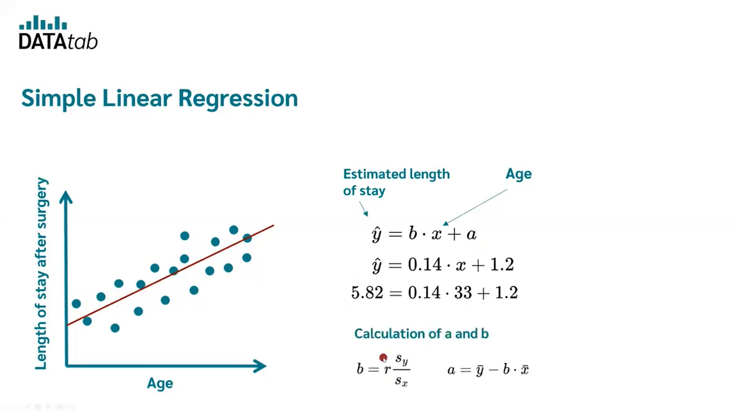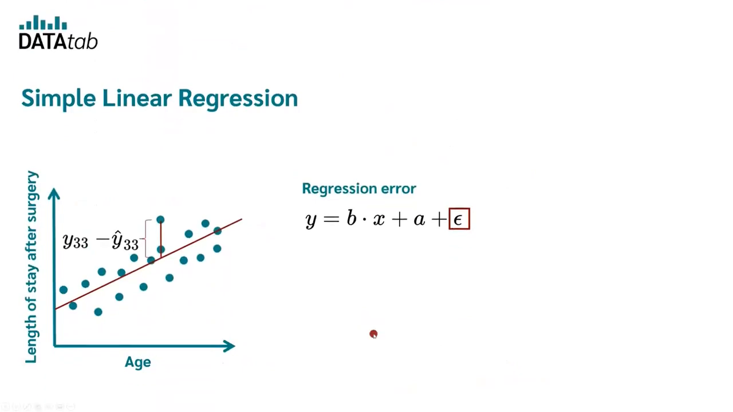B results from the correlation of the two variables times the standard deviation of the variable length of stay after surgery divided by the standard deviation of age. A is obtained by calculating the mean value of the length of stay minus the slope times the mean value of the age. The regression line always tries to map the given data with a straight line as best as possible. Of course, this always results in an error. This error is called epsilon.